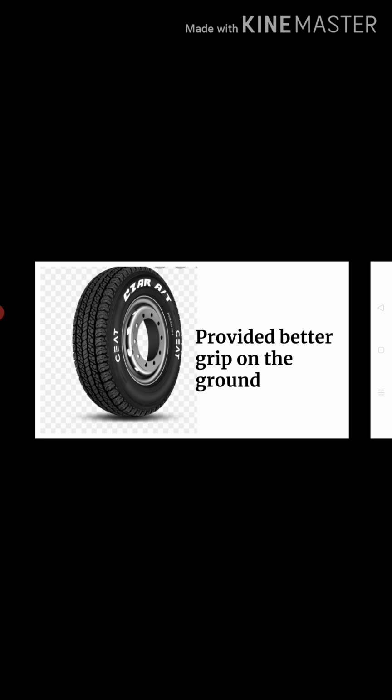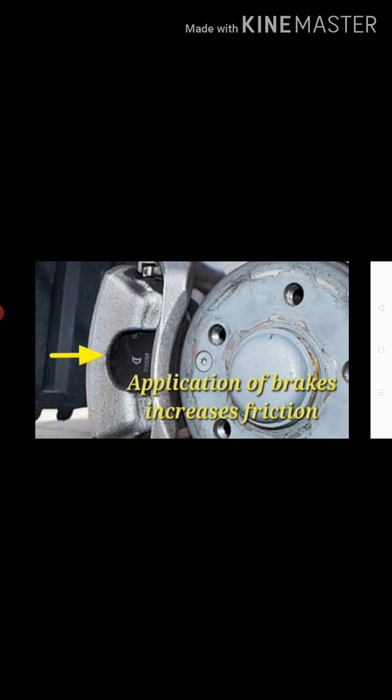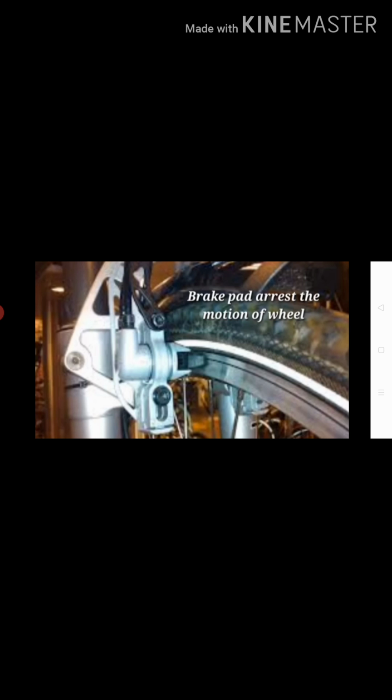The treaded tires of cars, trucks and bulldozers provide better grip with the ground. Sometimes we deliberately increase friction by using brake pads in the brake system of bicycles and automobiles. When you are riding a bicycle, the brake pads do not touch the wheels. But when you press the brake lever, these pads arrest the motion of the rim due to friction. The wheel stops moving.